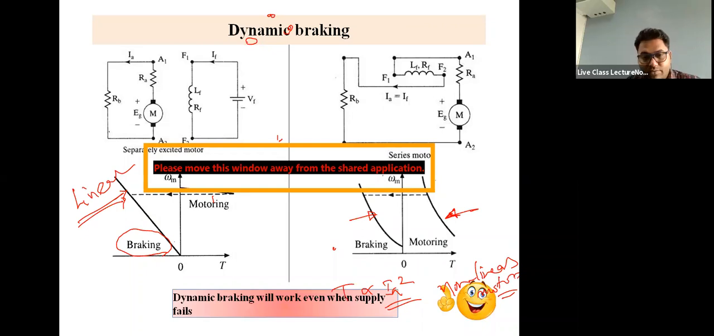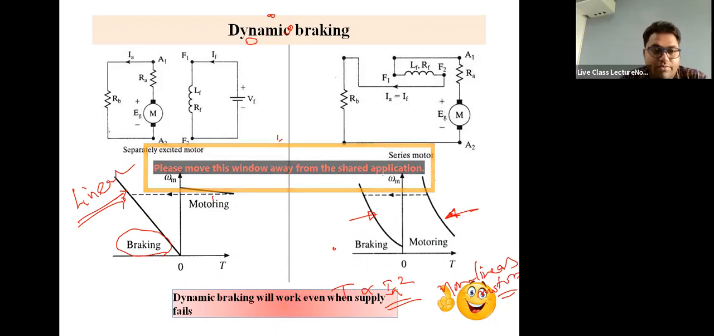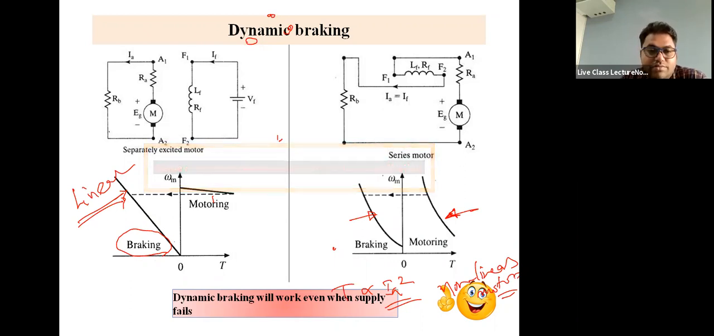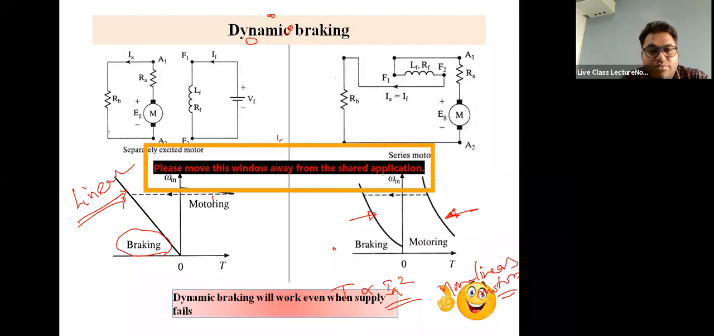So dynamic braking will work even when supply fails, is it not so? That's the biggest advantage of dynamic braking. Even if the supply is not there, you just connect a simple resistance and things will start to work. If you don't have a resistance, put salt inside the water and then put the two terminals inside it. That will act as a resistance also, and then also it will work.